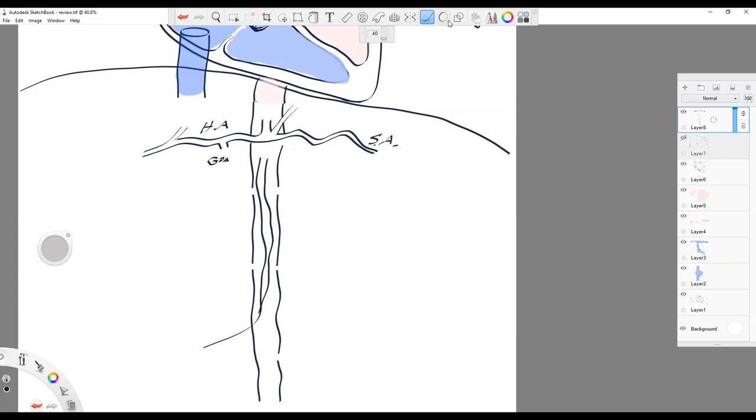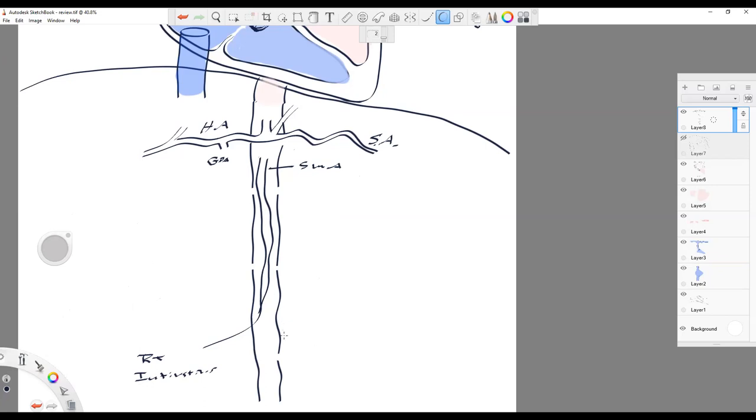And of course, you guys know that is the SMA, and it is feeding. The SMA feeds, for the most part, right-sided intestines. Right colon, ascending colon, right side of the transverse colon, small intestines. Everything on this side is fed by the SMA.